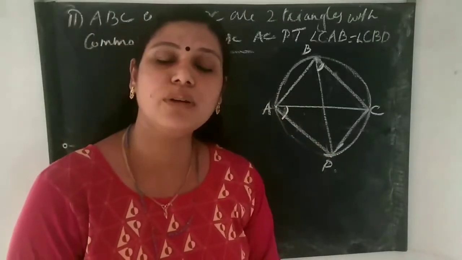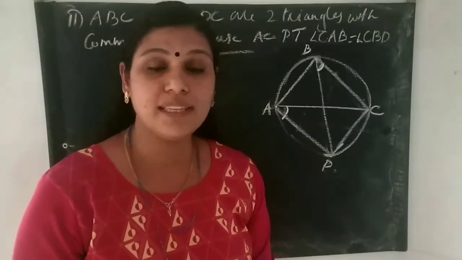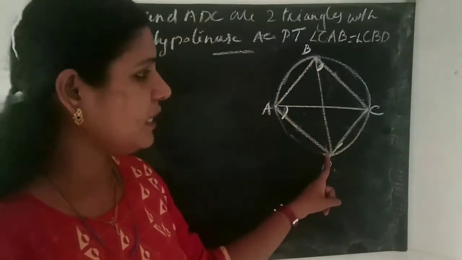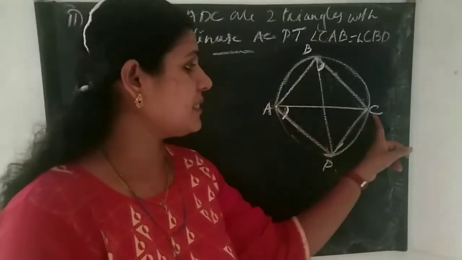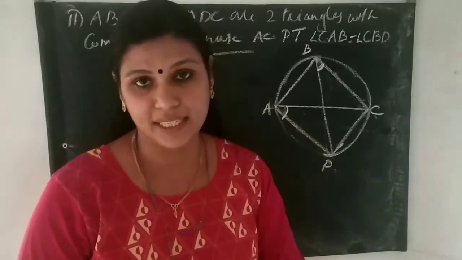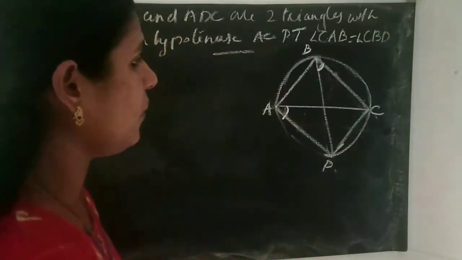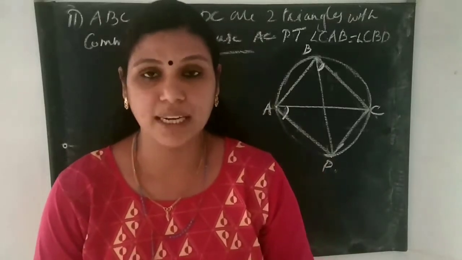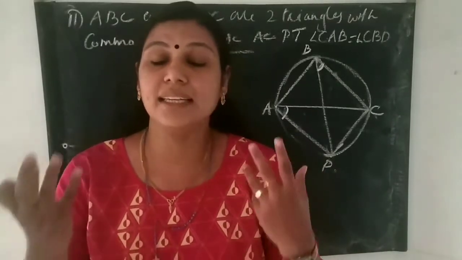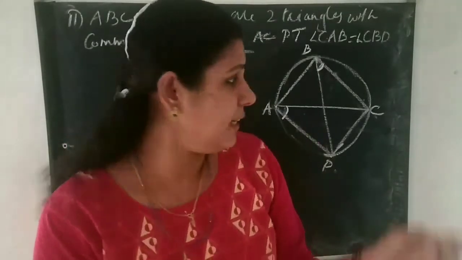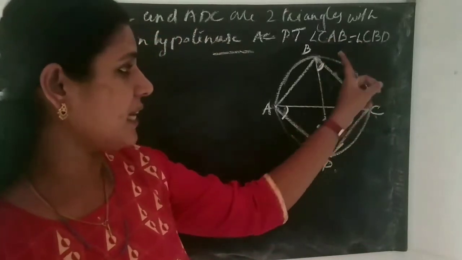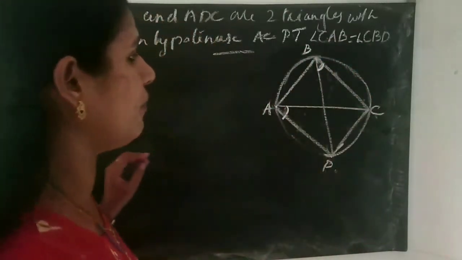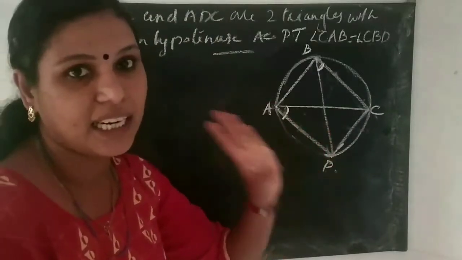For that, we have to show that the opposite angles of a cyclic quadrilateral sum to 180. So we have to prove angle B plus angle D is 180, or angle A plus angle C equals 180. Isn't it? If we get that the opposite angles of a quadrilateral sum to 180, then we can say that it is a cyclic quadrilateral. Then we can say that these angles are equal because of angles in the same segment. So first we have to prove it is cyclic.